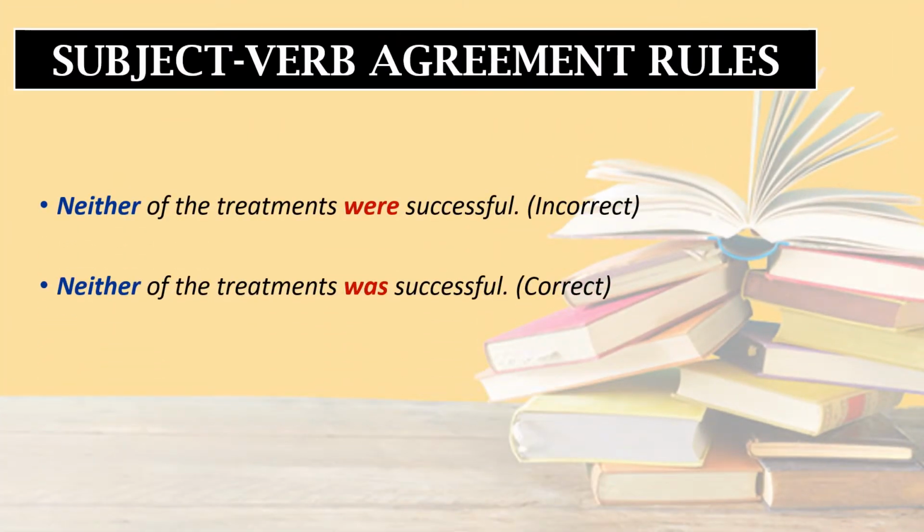Neither of the treatments were successful. Again, if you use neither, the verb in the sentence should be in its singular form. Therefore, instead of using were, we need to use was. Neither of the treatments was successful.